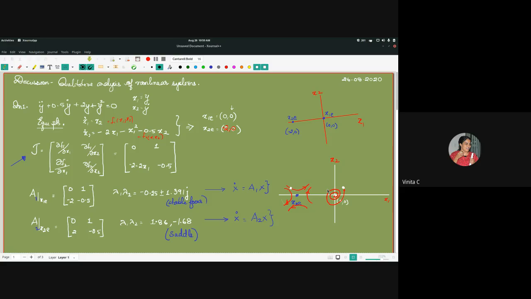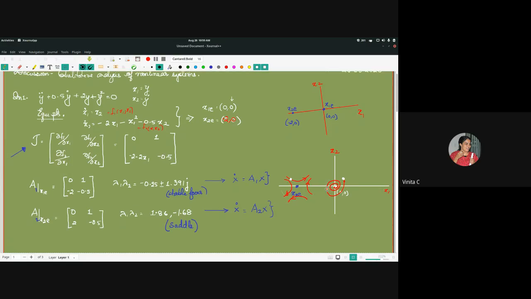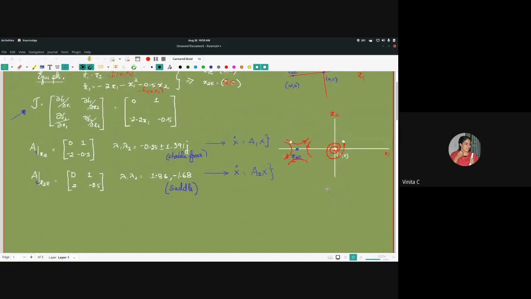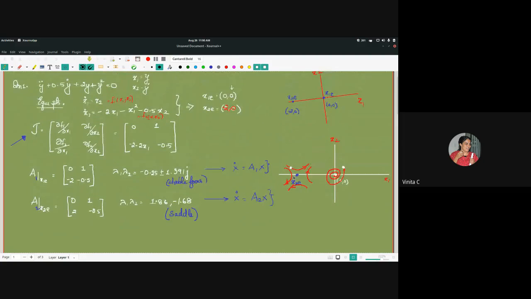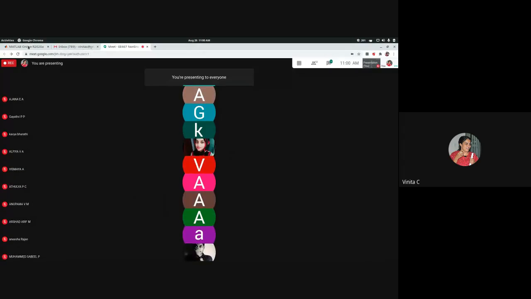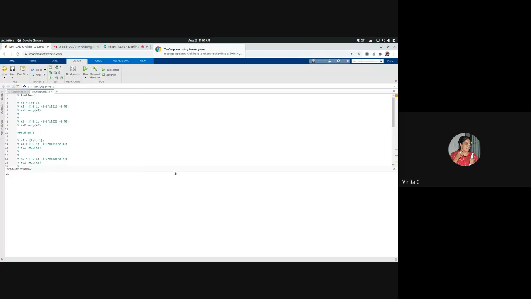Okay, appo njan idine onnu MATLAB il onnu kaanichu tharam. I will show this in MATLAB how the phase portrait is like. Okay, I will go to the MATLAB domain. This is a MATLAB domain.